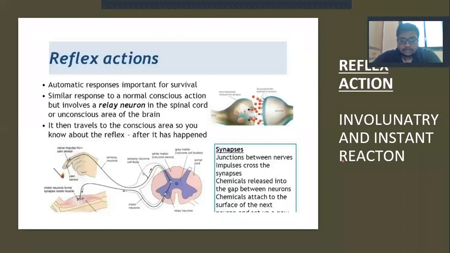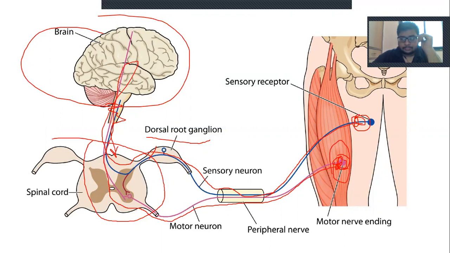Now consider, let's say I want to lift this pencil. Okay, so the pencil is here, and I want to lift it up. What will happen? First, the sensory receptors on my fingers will give information to the brain, and the brain will give information to the muscles that it has to pick up that pencil. Now how will it give information?